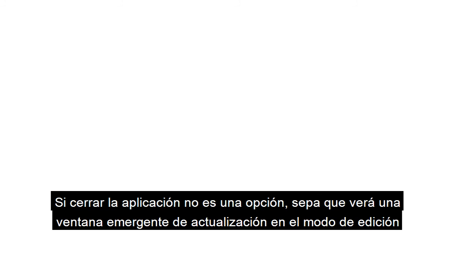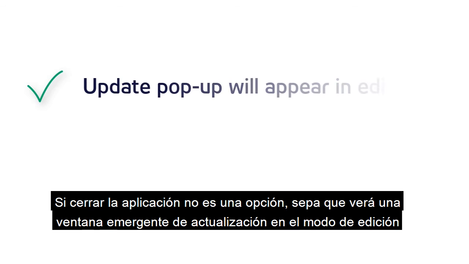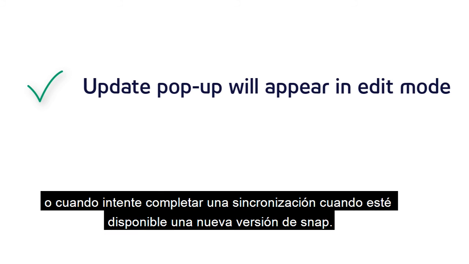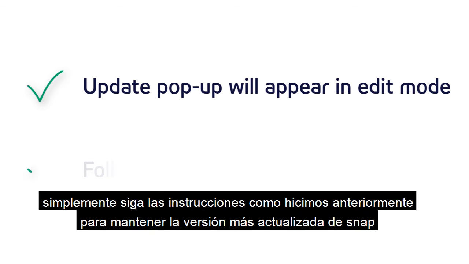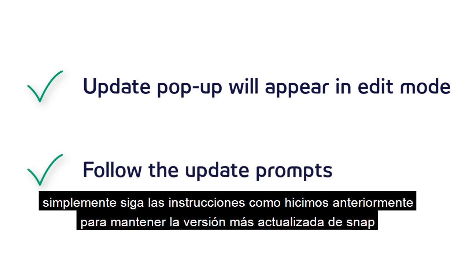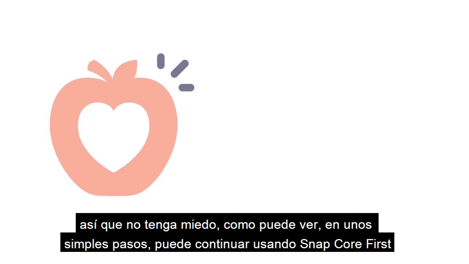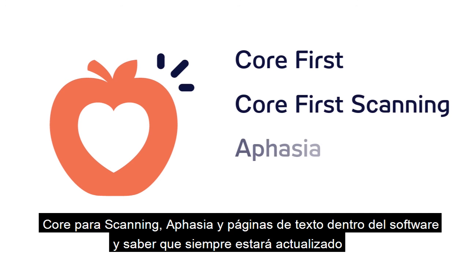If closing out of the app is not an option, just know that you'll see an update pop-up in edit mode or when trying to complete a sync when a new version of Snap is available. Simply follow the prompts as we did earlier to maintain the most up-to-date version of Snap. So don't fear. As you can see in a few simple steps, you can continue to use Snap Core First scanning, aphasia, and text page sets within the software and know you'll always be up to date.